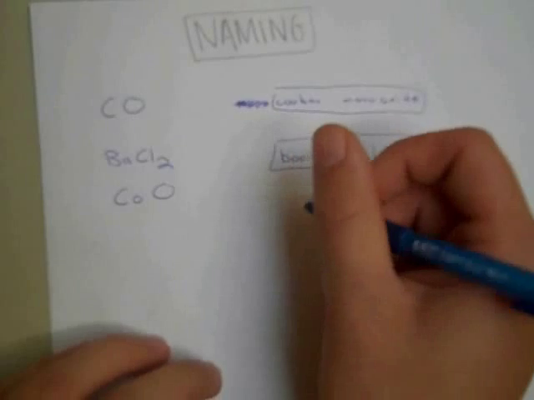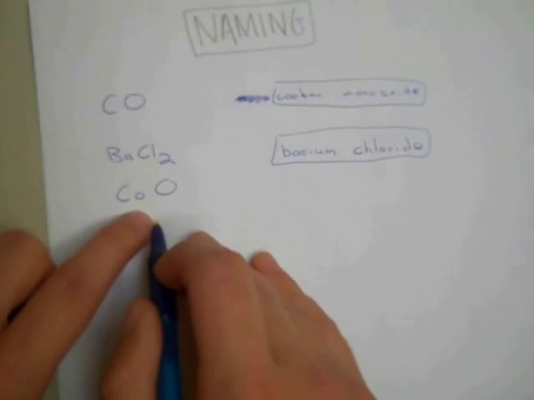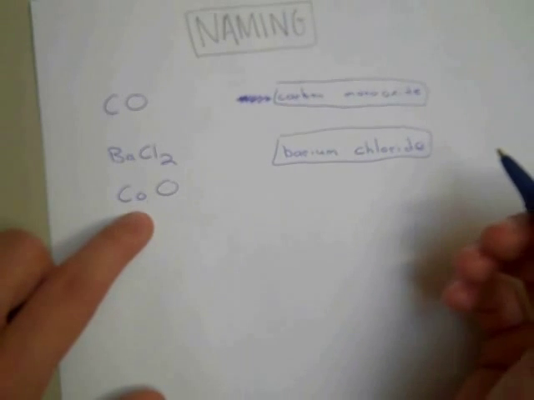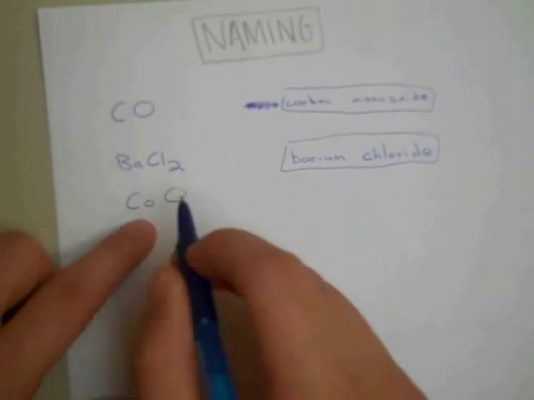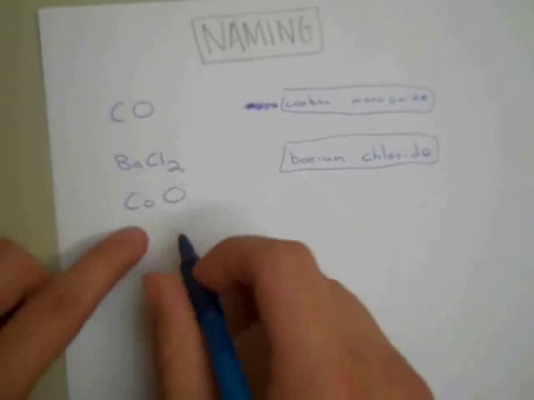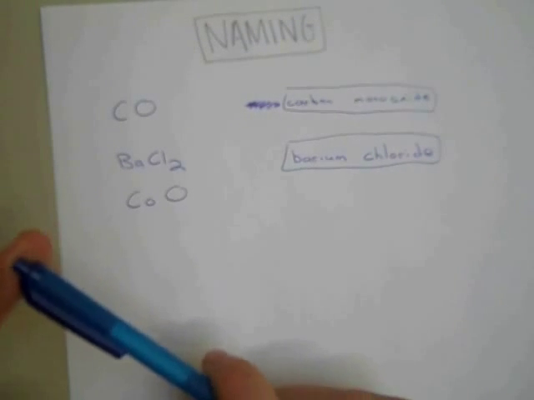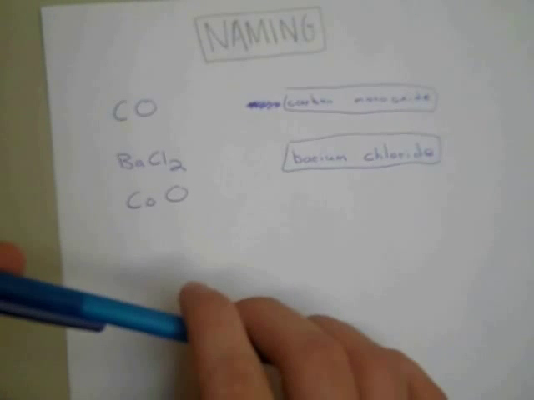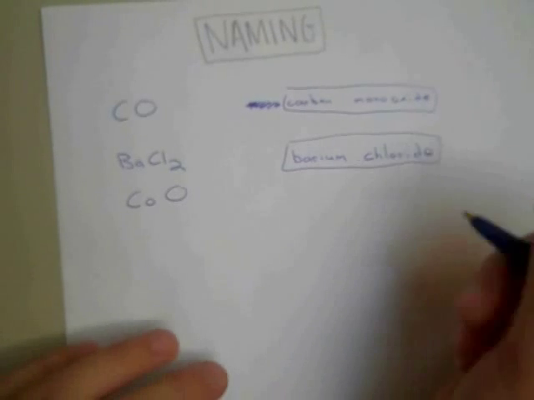So what that's going to mean is that cobalt has more than one oxidation state. What you're going to have to do is choose between the traditional and the stock system. And for this podcast, we're just going to do the stock way because it is easier.